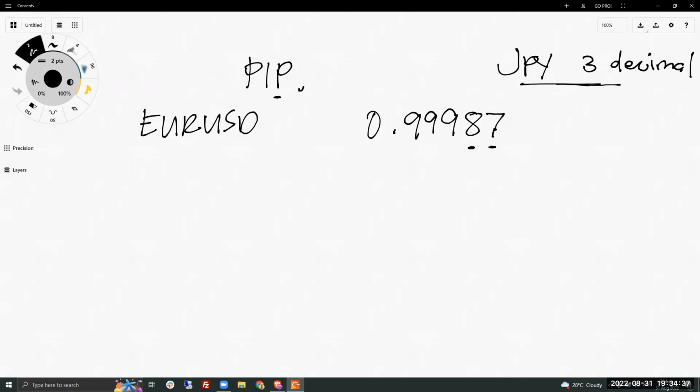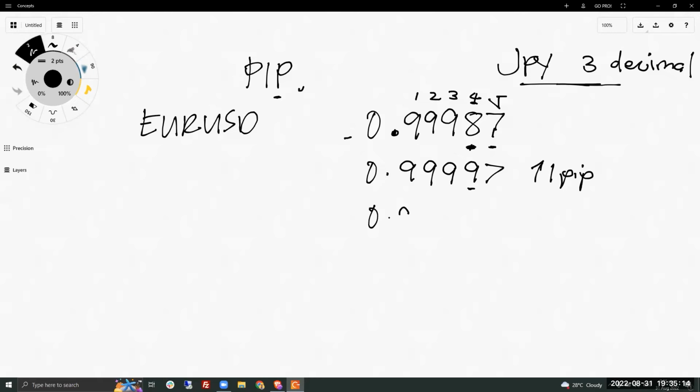So this is 8. Okay, so from the decimal, this is the decimal point. 1, 2, 3, 4. So any movement from 8 would actually be considered a PIP. Okay, so if Euro USD, if this is the starting price and it moved to 0.99, let's say 97, so it moved by 1 pip.